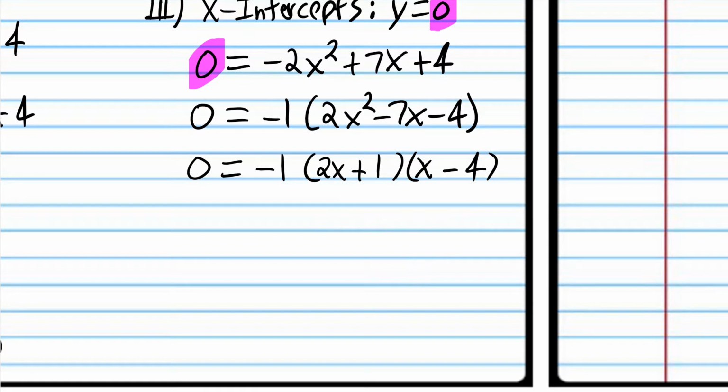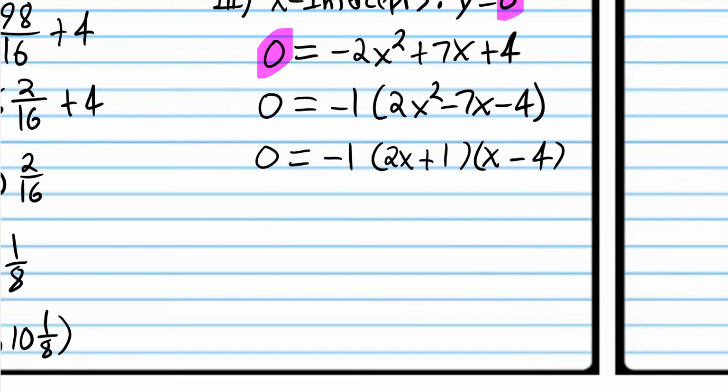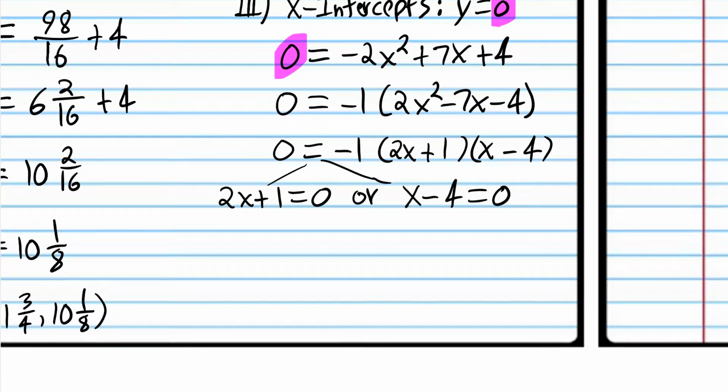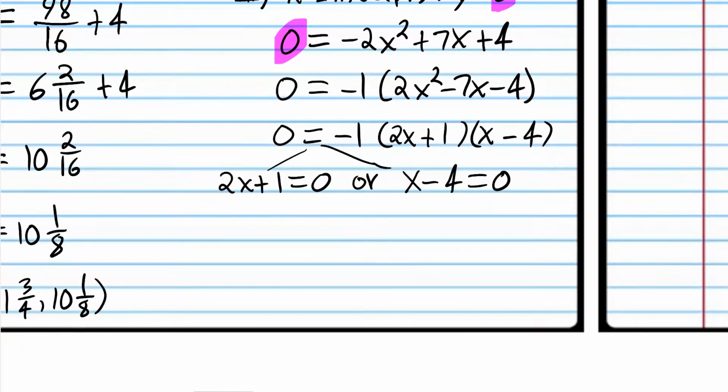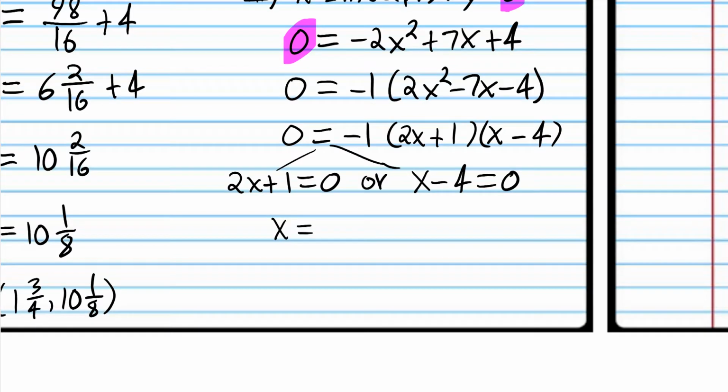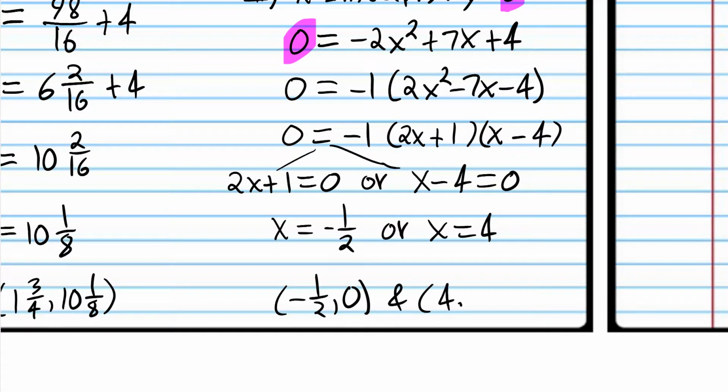Okay, so now that our factorization is correct, we can now break it up and actually solve. So we know 2x plus 1 has to be 0, or x minus 4 has to be 0, again using the logic that we explained in the previous problem. Now you might be wondering, well, what about the negative 1? Well, that negative 1 doesn't really affect anything. It just kind of hangs out there. So you don't have to worry about it. So x is equal to negative 1/2, or x is equal to 4, and therefore the x-intercepts are negative 1/2, 0, and 4, 0.